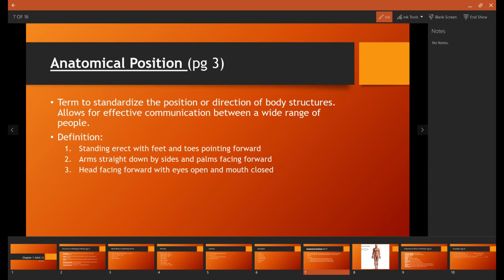So anatomical position is a standard term that we are always going to use to refer to a body part being on the body. And what is anatomical position? Anatomical position is going to be standing upright, arms straight down by the side of the body with the palms facing forward, and then also the head's going to face forward, eyes open, mouth closed.